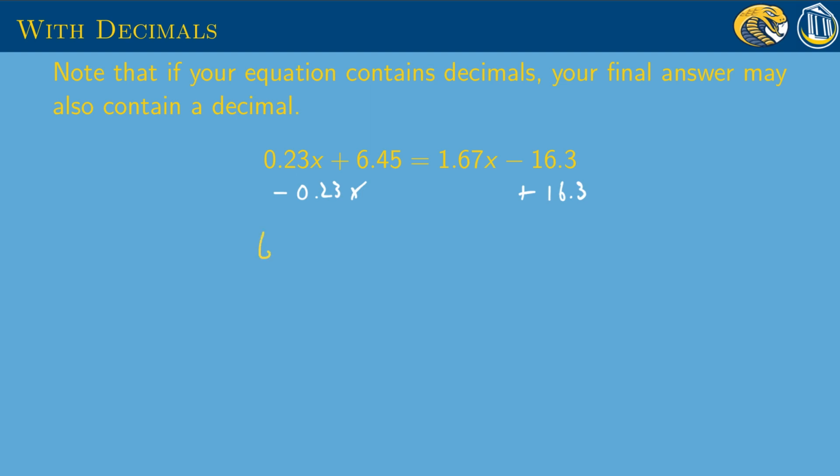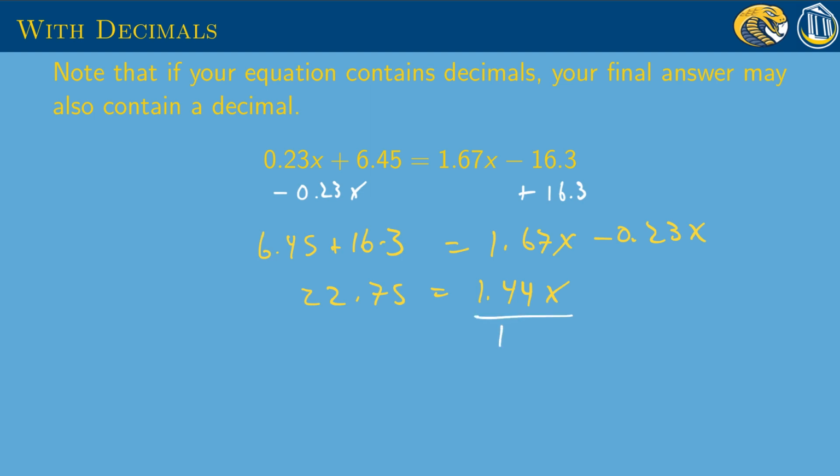This would give us 6.45 plus 16.3 on the left, and 1.67x minus 0.23x on the right, or equivalently 22.75 equals 1.44x. And it's totally fine that we put our x's on the right instead of on the left, as long as we're putting all of our x's on one side and all of our numbers on the other.